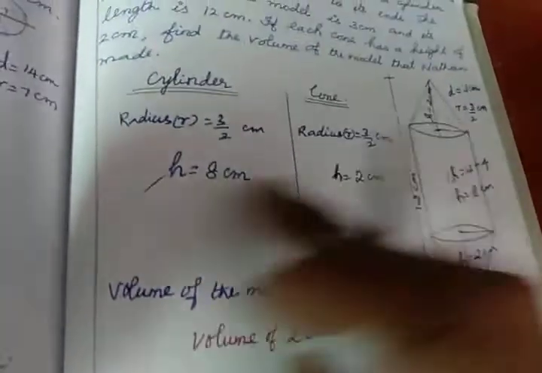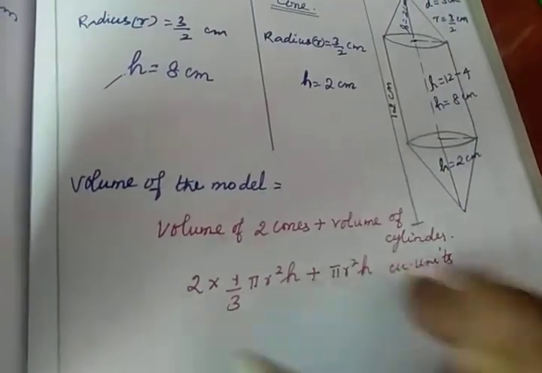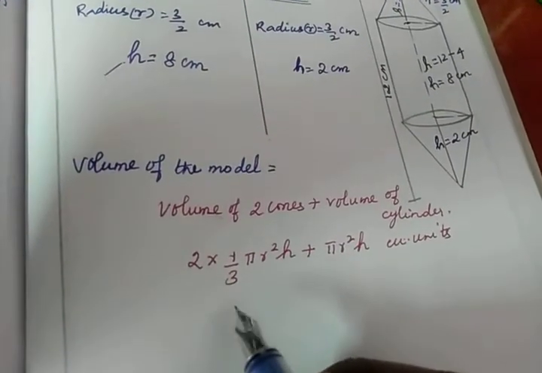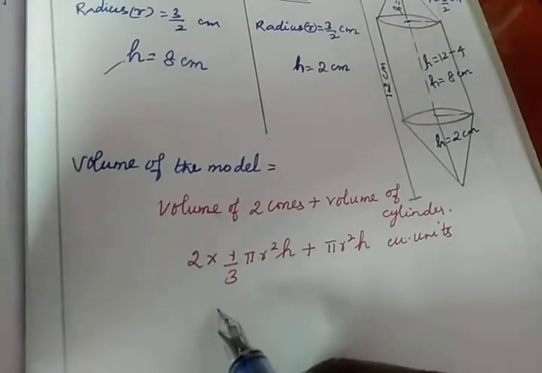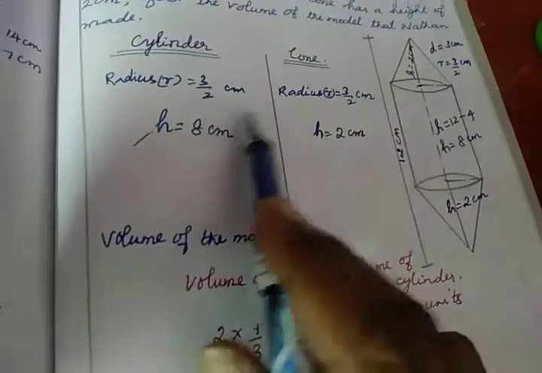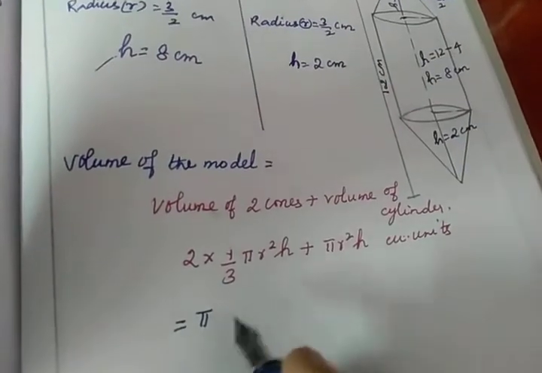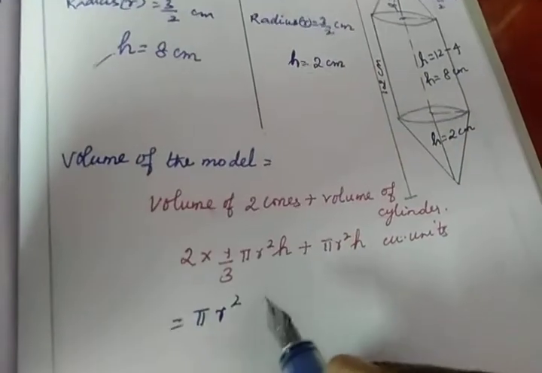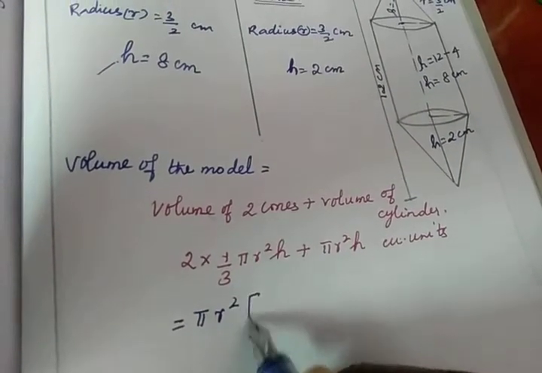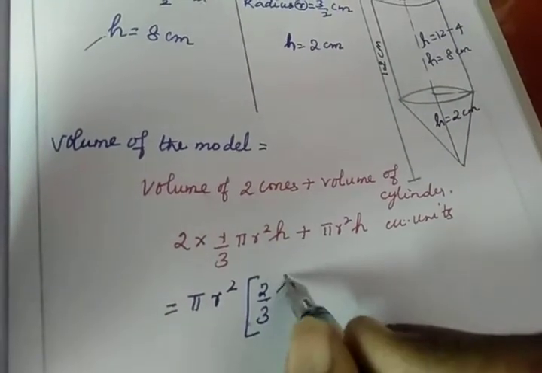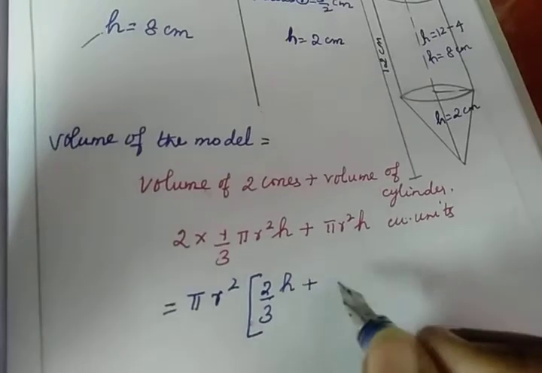If you draw the picture and write this measurement separately, it will be easy for you to take the common parts outside and substitute in the formula. Clear, children? Now 2 into 1, I will write it as 2 by 3. Pi I can take common outside. R both are same, right? Here also r squared, here also r squared. So r squared I'll take it outside. And h differs in both the formulas. So pi r squared only will be outside. The remaining 2 into 1 is 2 by 3 h plus pi r squared is outside plus h.